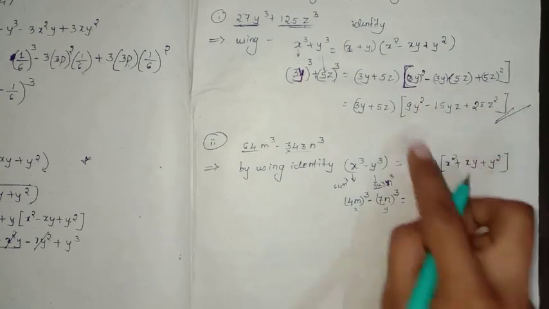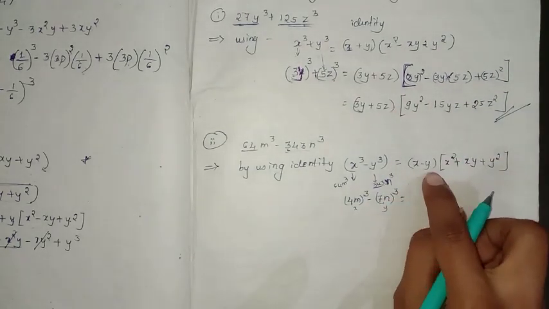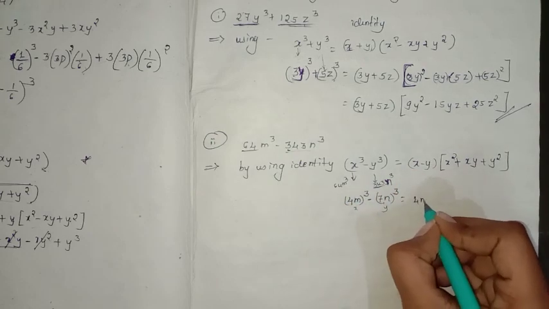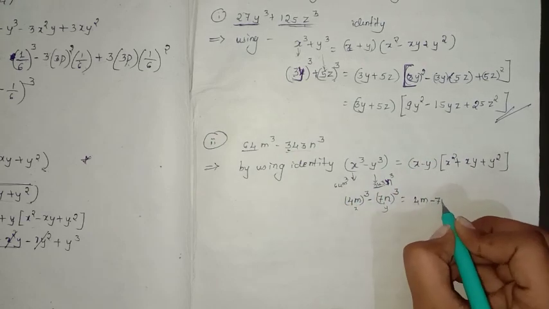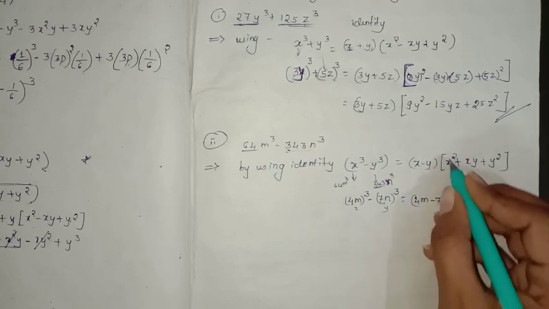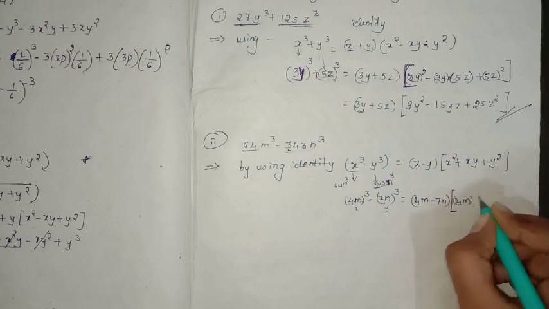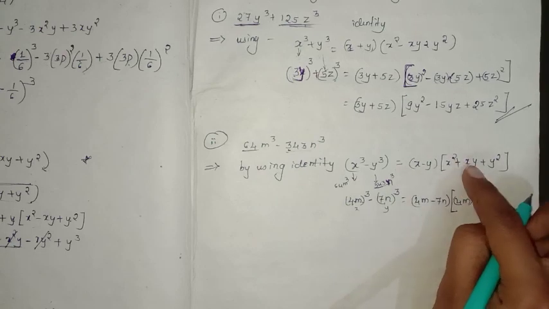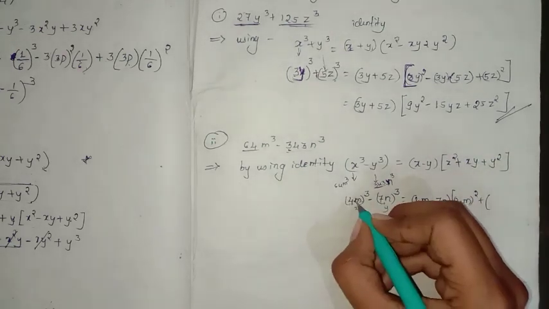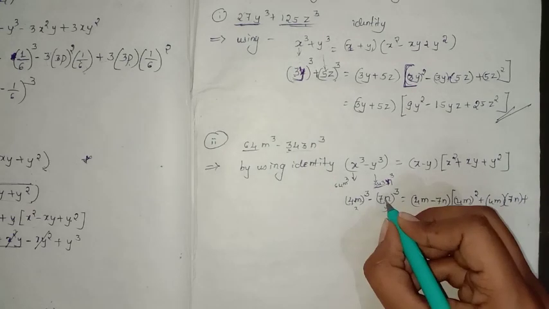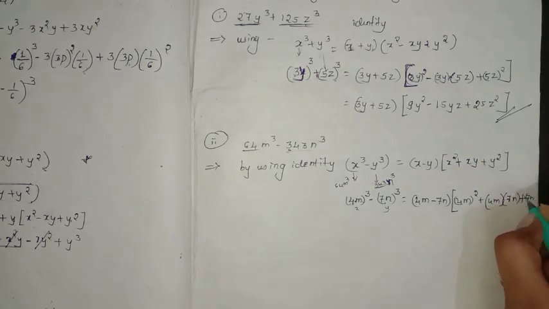By using the formula, you have to expand that one. What is the x value here? That is 4m. What is the y value? That is 7n. So into the bracket, x square: what is the x value here? That is (4m) whole square, plus another x and y value, so I will use the bracket, 4m into 7n, plus y square, that is (7n) whole raised to square, bracket complete.